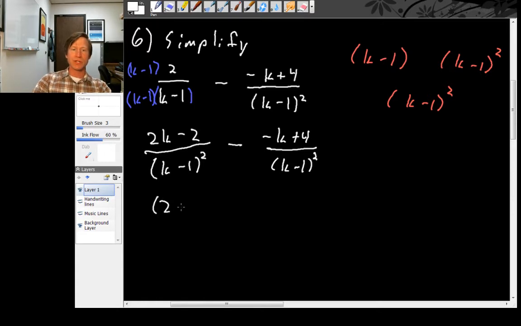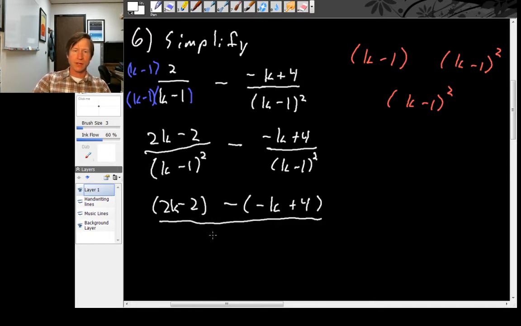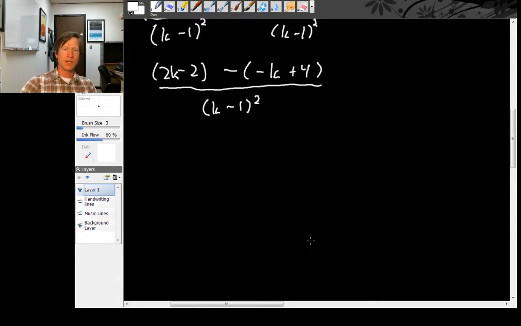Okay, now that these have the same denominator, we can go ahead and subtract them. So 2k minus 2 minus negative k plus 4, like this, over k minus 1 squared. All right. Now, in the numerator, we can simplify all of that stuff in the numerator.